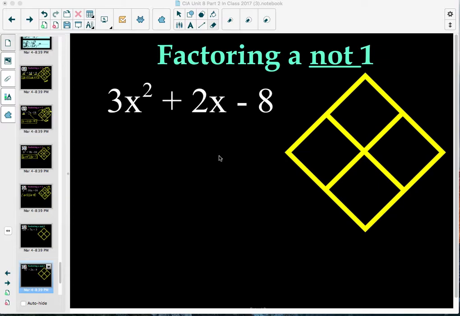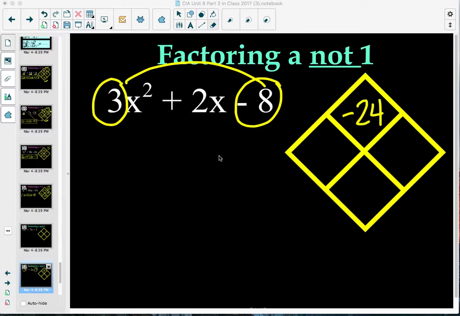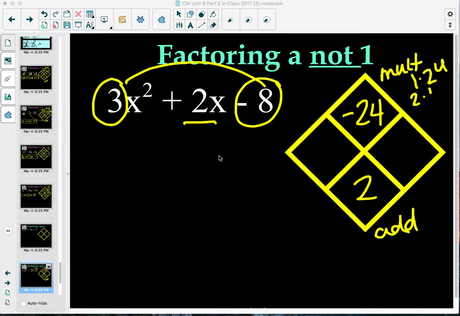Alright, so the first step for this one is to multiply the first and the last term, and you get negative 24, and the middle number still goes on the bottom. Just like before, you're trying to multiply the top and add to the bottom, so factors of 24 are 1 and 24, 2 and 12, 3 and 8, or 4 and 6. And I want to add to 2, so my factors are going to be 4 and 6. The 4 has to be negative because I want to add to a positive.